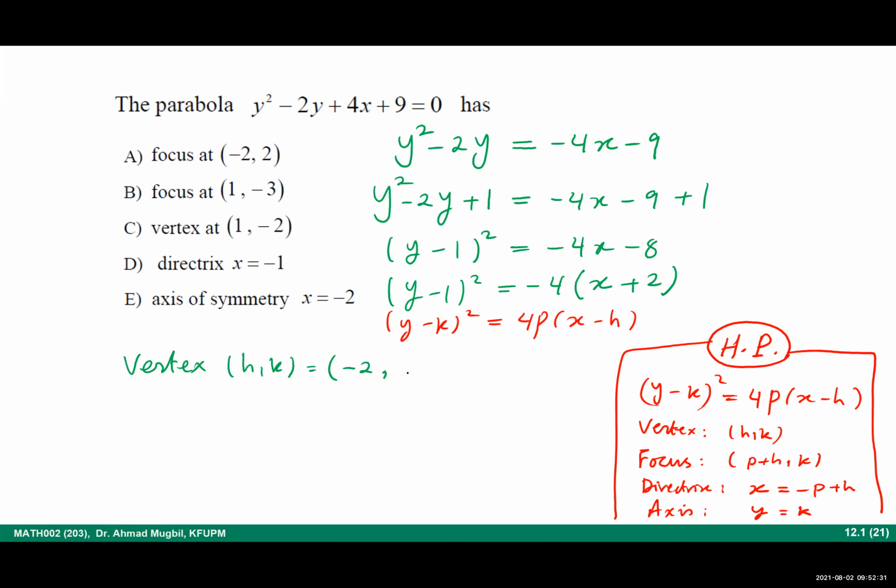-2 and 1. This means that h is -2, k is 1. And of course, this means that C is not a choice. So if you choose C, you are not right.